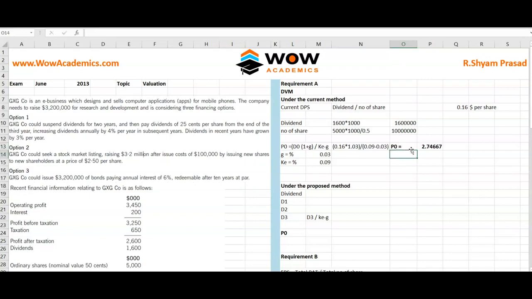Okay, so this is an important number. Under the current method of dividend payment, this would be the value per share. Now we'll find out how this works in terms of the other option. That is, the company could suspend the dividends for 2 years and then pay a dividend of 0.25 per share from the end of the third year, increasing dividends annually by 4% in the subsequent years.